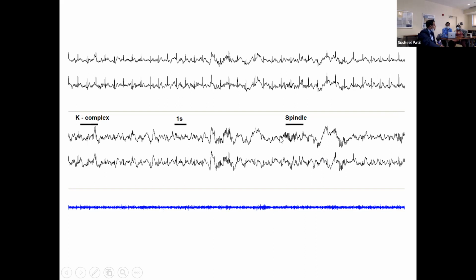Negative voltage, positive voltage, yes. And as you go along, you can see when it goes down first, right there. That's not a K complex. What would that be? It's a slow wave. It's just as long, but it doesn't have that feature.